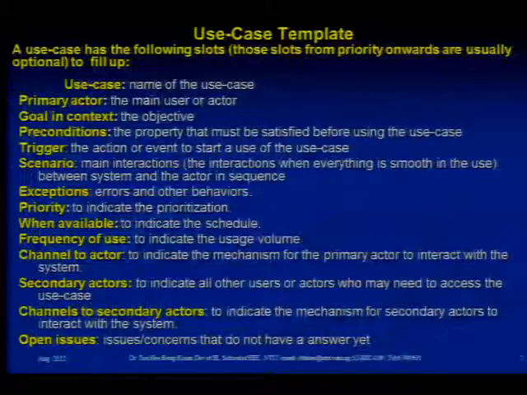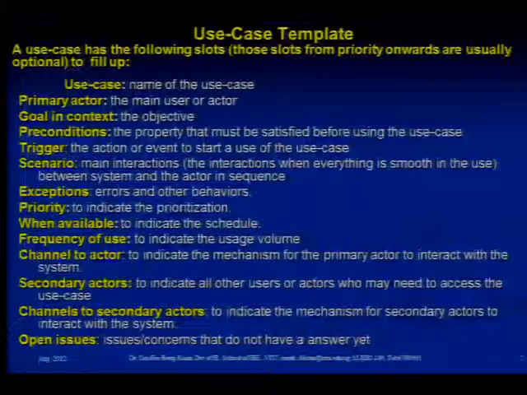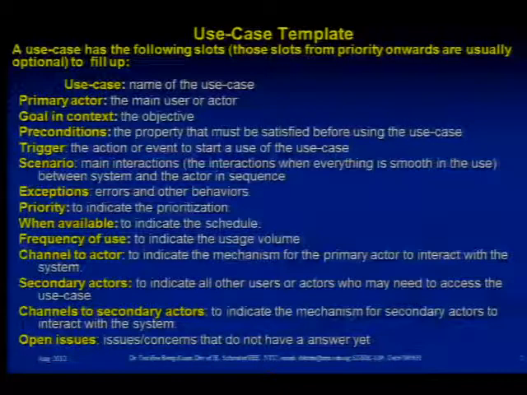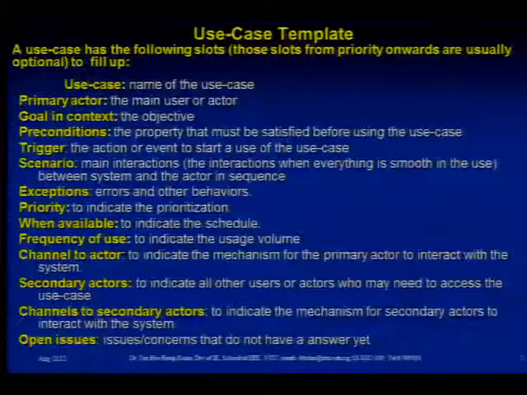Secondary actors are those users who will not use it as commonly as the primary user, but they may also use it sometimes for certain reasons. So those users, we will indicate them here. And channel, for those secondary actors, when they want to use it, what kind of device or what kind of mechanism they will go through, will be indicated here. The last slot is to indicate open issues. That means those issues that we still cannot resolve during requirement gathering. We have to clarify further.